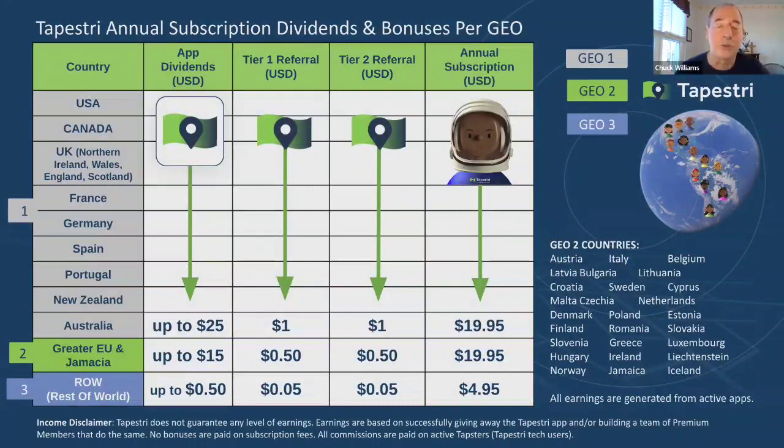I mentioned earlier the small cost to be an affiliate. As you can see, the benefits of being an affiliate are so big. We hope you see the benefit of being an affiliate. It's $19.95 a year. I want to emphasize that's annual, not monthly, in both Geo 1 and Geo 2. And it's $4.95 in Geo 3.